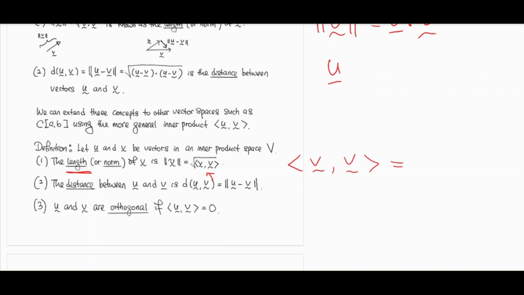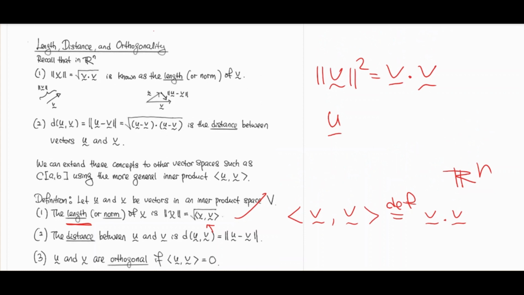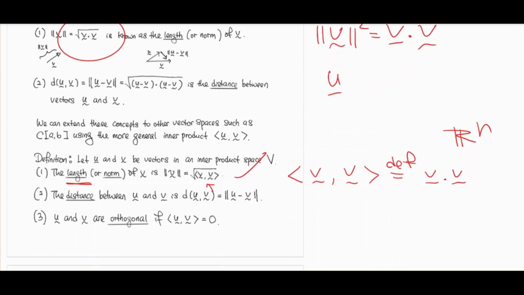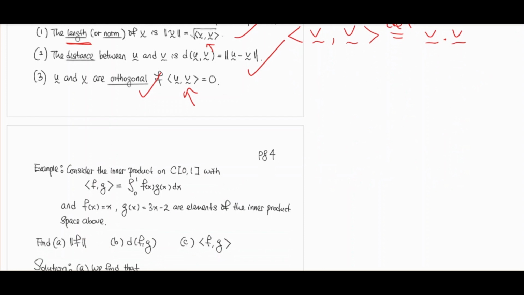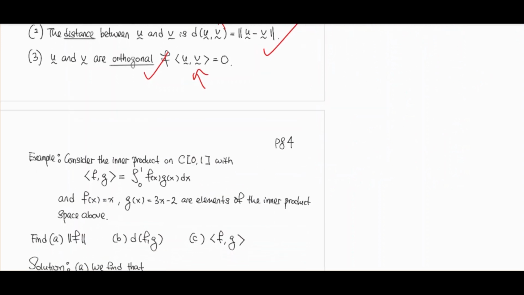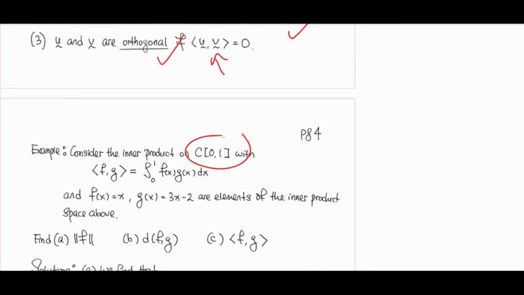So if this is defined as v dot v, if we are in Rn, everything will follow. Everything will be the same as the one that we have before. So you will see that it is the same. We can also talk about distance now, and we can also talk about orthogonality, using the general version of the dot products.